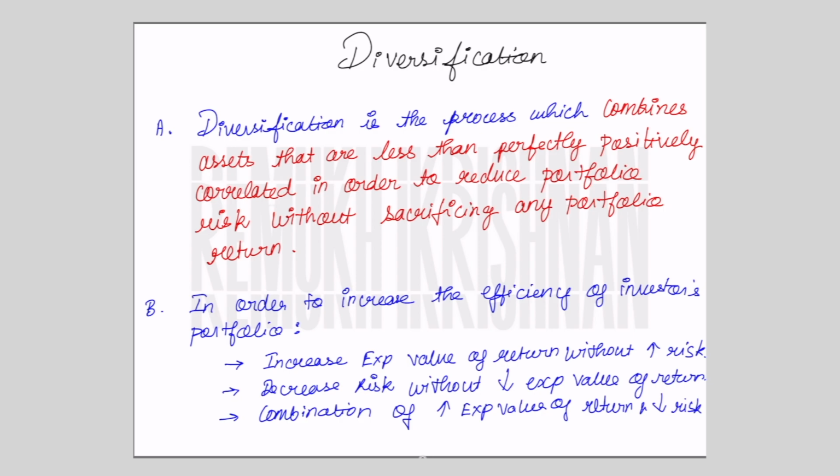As of now, consider diversification as a process which combines assets that are less than perfectly positively correlated. We will have one separate session discussing perfectly positively correlated. So, in order to reduce portfolio risk without sacrificing any portfolio return. Going to the second point, in order to increase the efficiency of investors' portfolios, increase the expected value of return without increasing the risk. So how a portfolio manager, or an individual taking care of a portfolio, should work is they should increase the expected value of return without increasing their risk. The combination of return and risk should be in a way that the return is high whereas the risk is less. Let us take a couple of minutes to go through the summary of today's video.